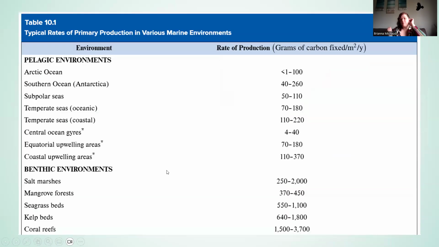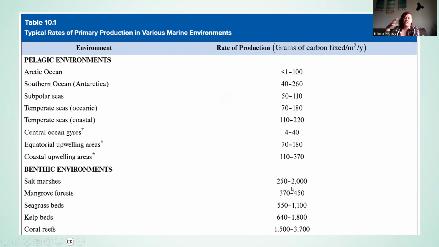This is showing some ocean environments and their rate of production, their primary productivity. So you can see the Arctic Ocean has huge variation, all the way from 1 to 100. Areas like temperate seas in the coastal region are pretty high. Areas in the middle of the ocean, where, like I talked about, nutrients tend to be pretty scarce, are much lower, so not as much primary productivity. Benthic environments, again, salt marshes can have really, really high primary productivity. Mangrove forest tends to be a little lower.